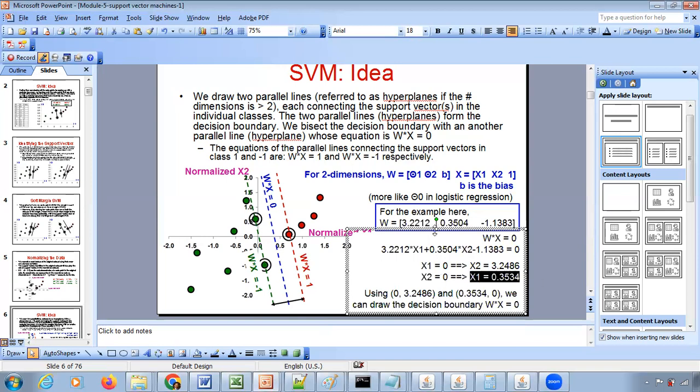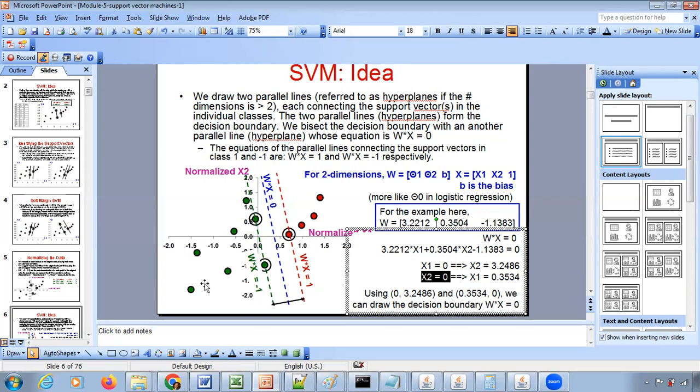So if you set x2 equals 0 here, then 3.2212 times x1 will be equal to 1.1383, and x1 will be equal to 1.1383 divided by 3.2212, which is 0.3534. So the other data point is 0.3534, which is x1, comma 0, which is for x2. Try to plot these two data points in this coordinate system and connect them. You'll be able to draw a line that goes through these two data points, and that's your line W times x equals 0. And once you get that, you can just draw parallel lines.